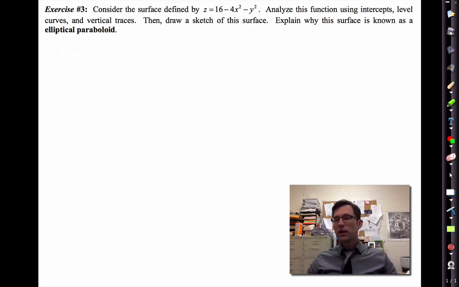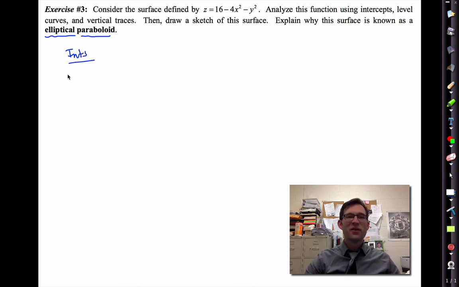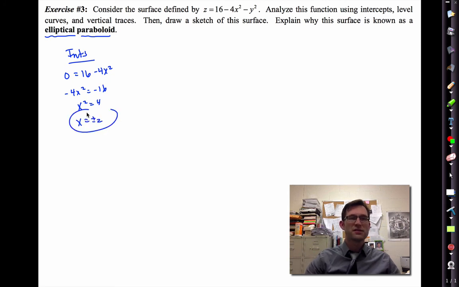All right, well, elliptical paraboloids aren't too bad to sketch. Why not? Let's get our intercepts. We're going to do this quickly since we're sort of running out of time. I'm just kidding. Anyway, what do the x-intercepts look like? 0, 16, 4x squared, 0. So I get negative 4x squared equals negative 16. X squared is 4, and x equals plus or minus 2. So there are my x-intercepts.